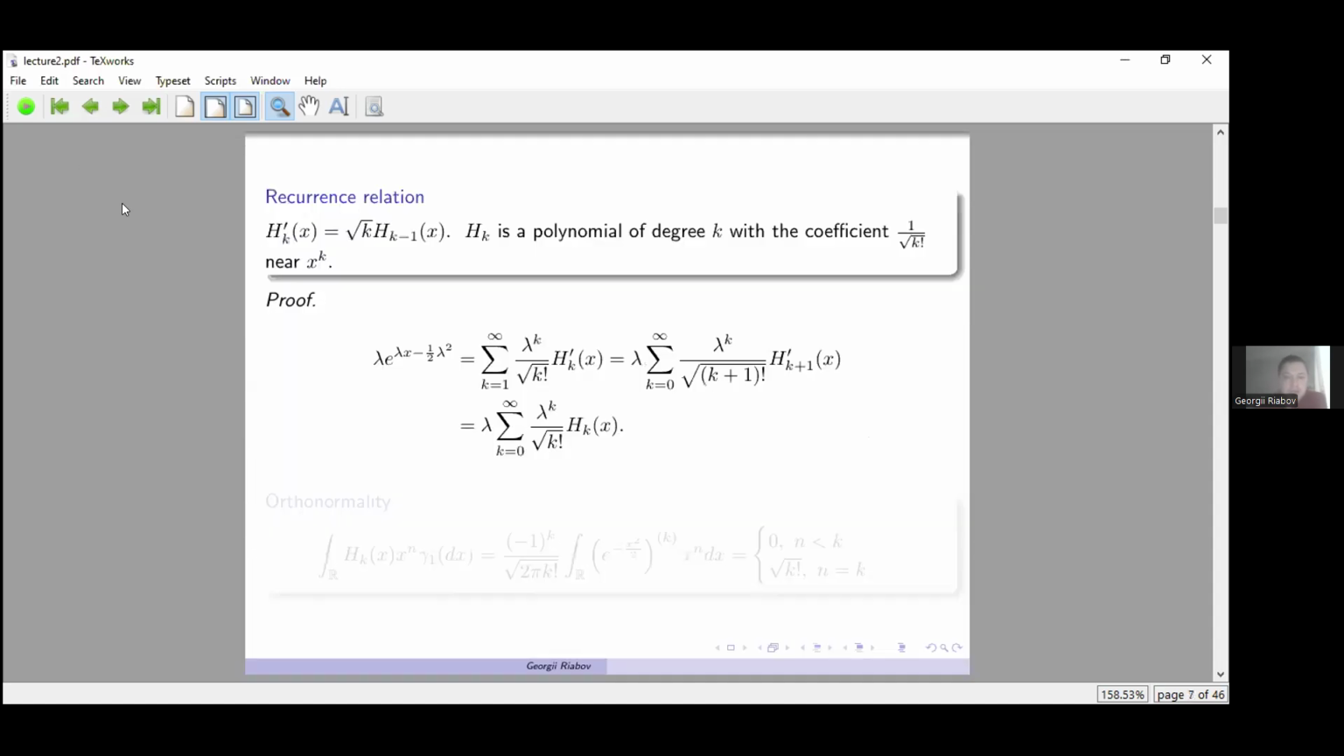and from it we can check that actually the derivative of the kth Hermite polynomial is equal to root of k times the k minus first Hermite polynomial. And from this, by induction, we get that indeed all hk are polynomials. Moreover, hk is a polynomial of degree k, and its coefficient near x to the power k is equal to 1 over root of k factorial.